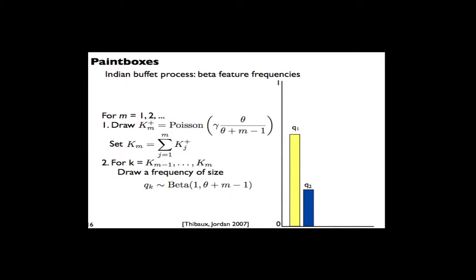So now we'll go to m equals 2. We'll generate a Poisson number. Maybe that number happens to be 1. We'll generate one beta random variable. That happens to be Q3. We'll go to m equals 3. We'll happen to generate a Poisson number that maybe is equal to 3. We'll generate 3 beta random variables, and so on.